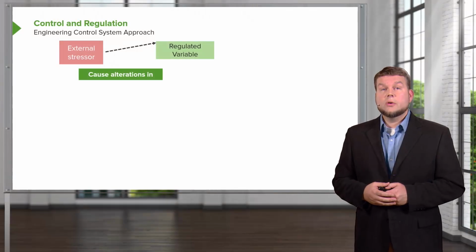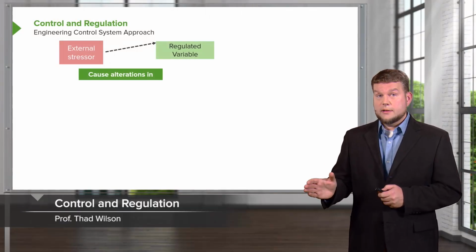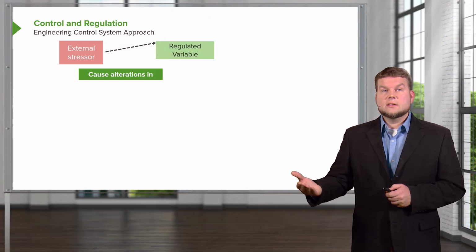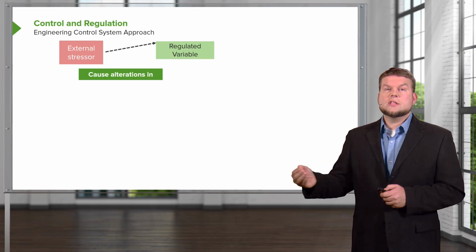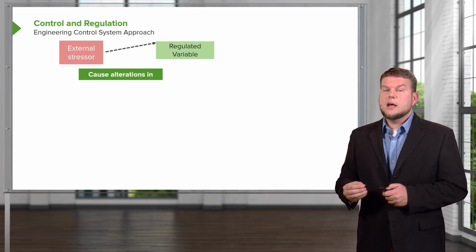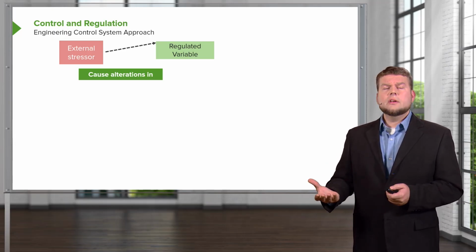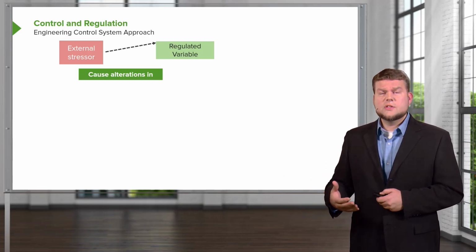So in this case, we're going to have a variable that's regulated. That regulated variable, something will affect it. So let's say there's an external stressor out there, and that's going to cause a change in your regulated variable. What do you need to do? How do you know that variable is too high?